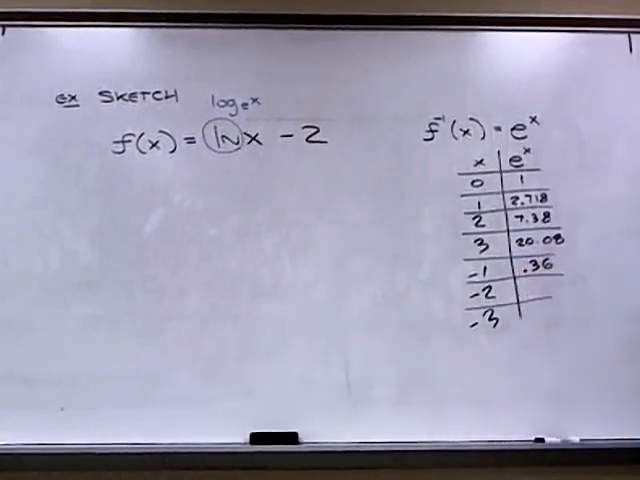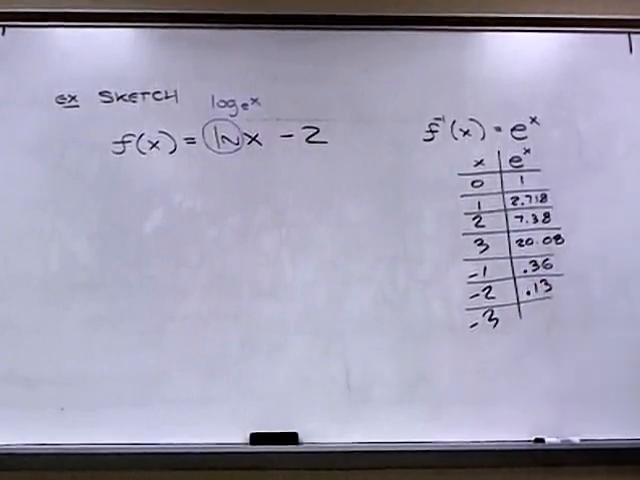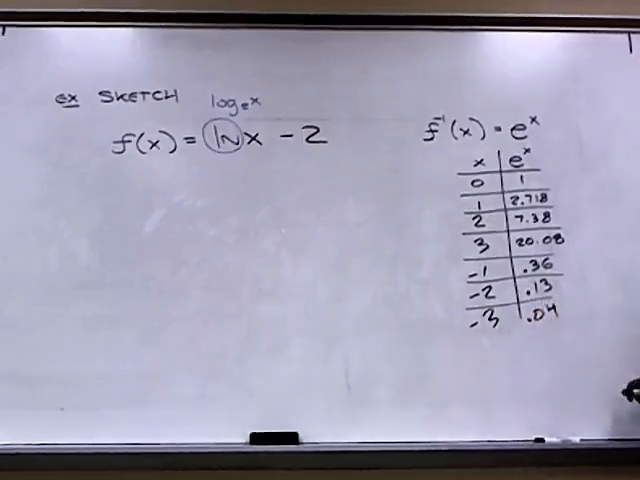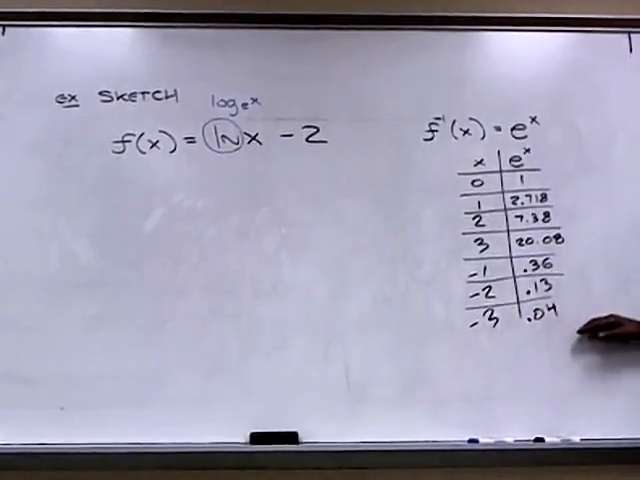Okay, how about e to the negative 2? 0.13? And finally, 0.04? Now, if you're sitting there just writing this down, that's fine, but you need to make sure you can get these numbers on your calculator. And if you can't, you need to ask for help.